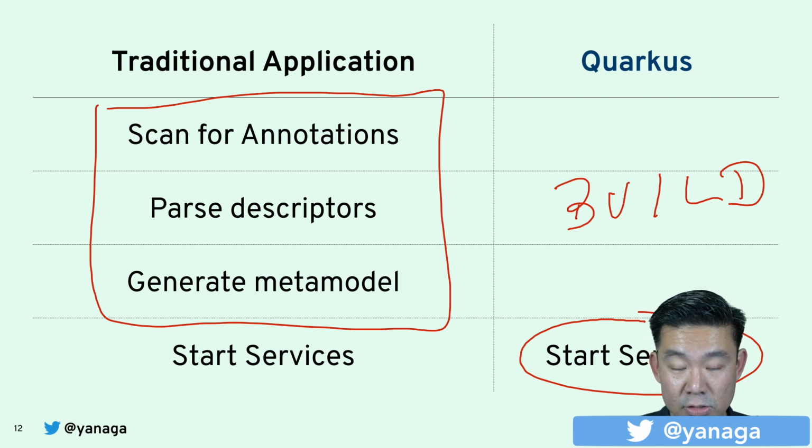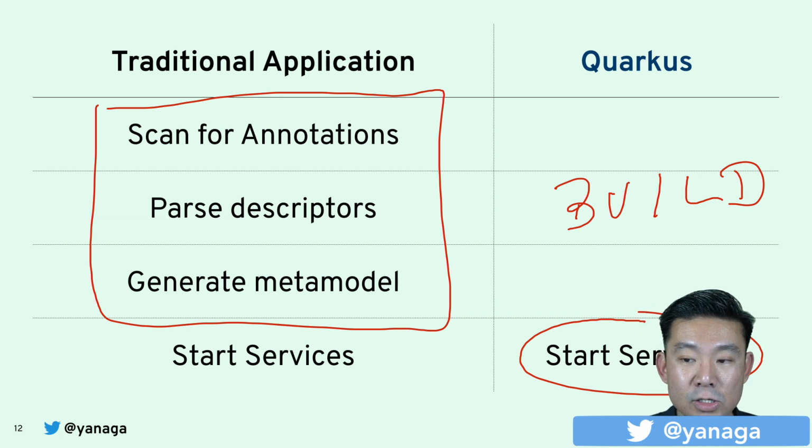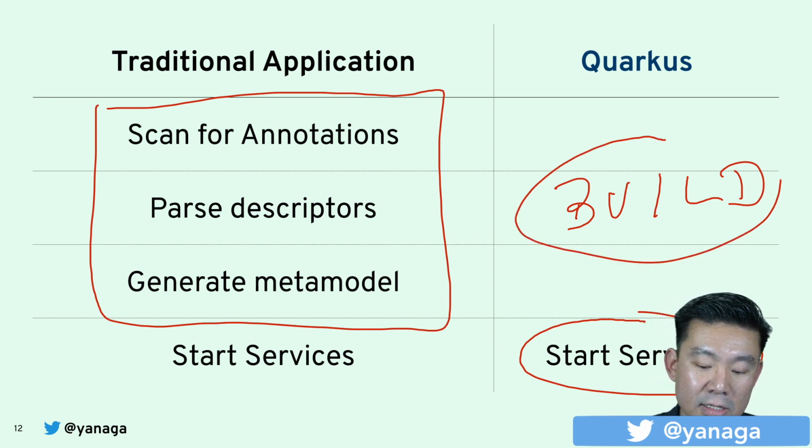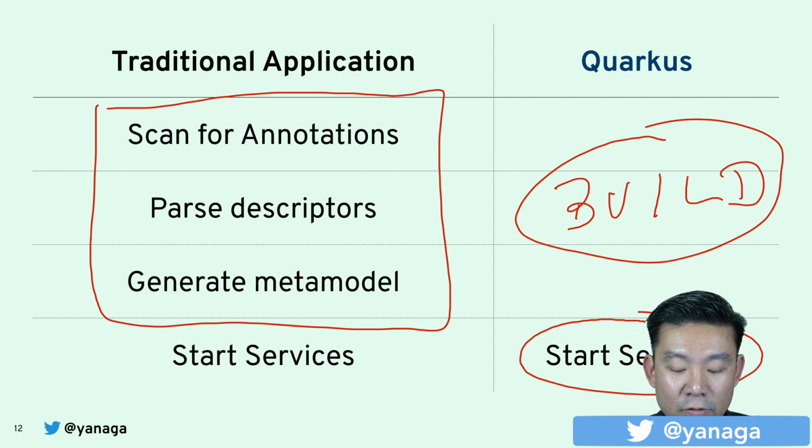So that's basically the magic behind Quarkus. Why is Quarkus so fast and so small? Because we do everything at build time. We just start the services, and every other Java framework on earth does all of these steps at boot time. So it consumes a lot of memory and takes a lot of time every time you start your application.